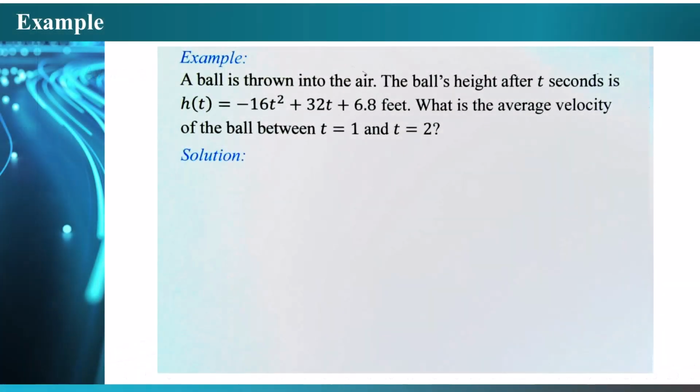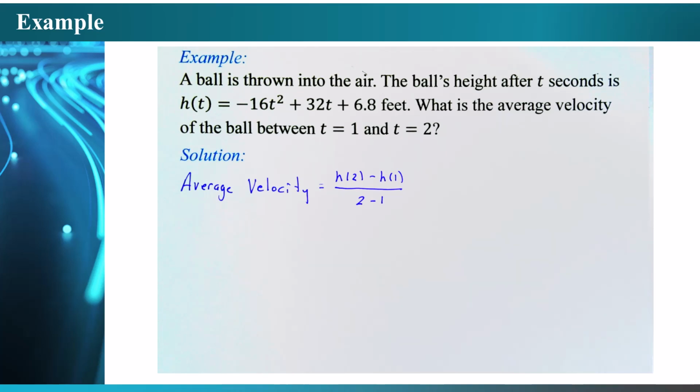A ball is thrown into the air. The ball's height after t seconds is h of t equals negative 16t squared plus 32t plus 6.8 feet. We want to know what is the average velocity of the ball between t equals 1 second and t equals 2 seconds. Well, the average velocity will be h of 2 minus h of 1 over 2 minus 1.